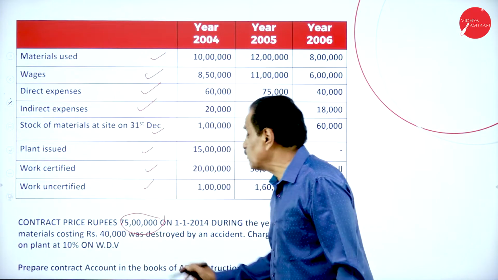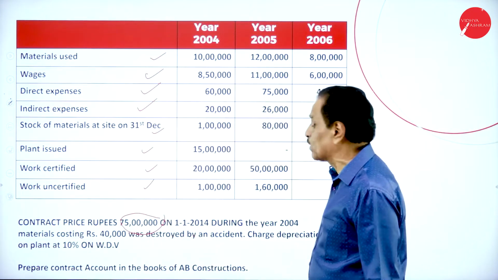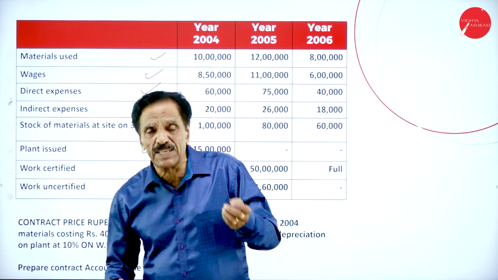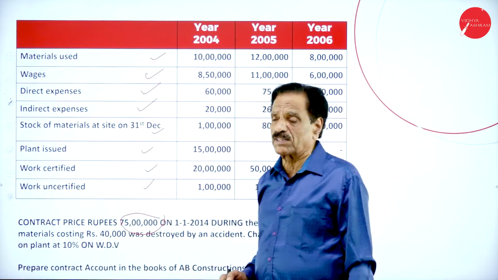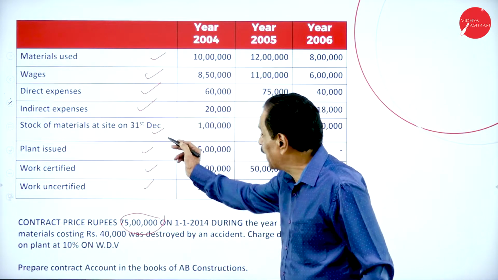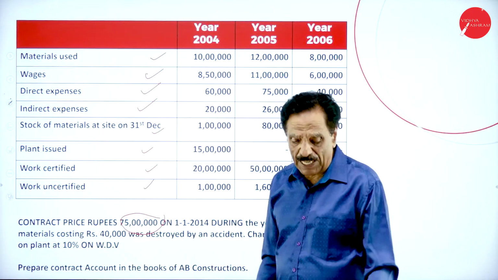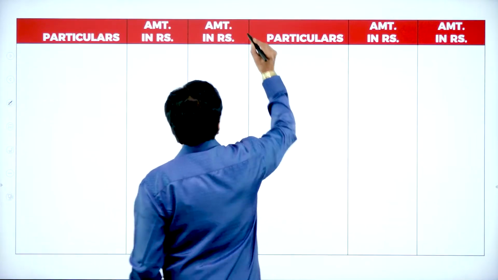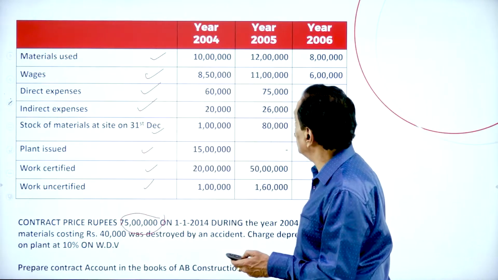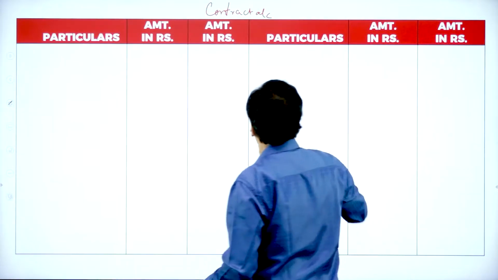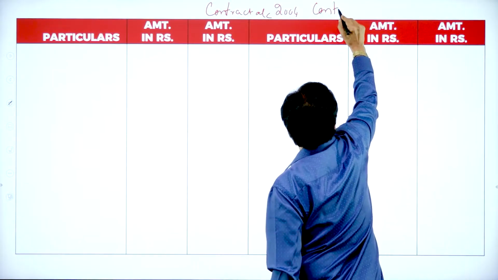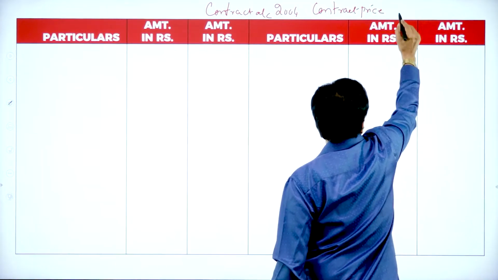Then material worth rupees 40,000 was destroyed, which has been transferred to profit and loss, that will come to contract account credit side by profit and loss account, stock destroyed, and there was a depreciation at 10% per annum on the plant issued. What is the plant issued? 15 lakh. Here, contract account. Which year you are doing? Contract account for 2004. Contract price, 75 lakh.